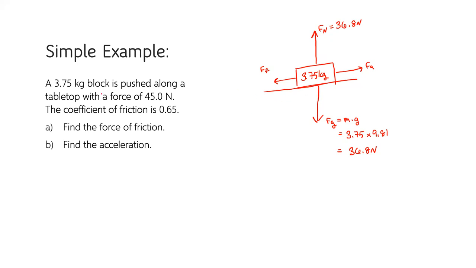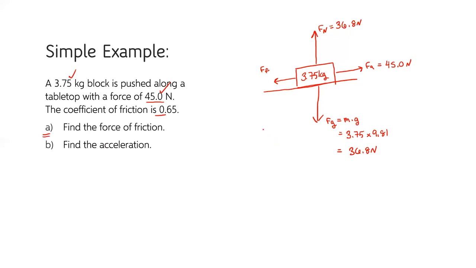Now we can fill in some of our other forces. So we've dealt with our mass. It says we have an applied force of 45 newtons, so we might as well fill that in. Okay, so we've dealt with that piece of information. And we have the coefficient of friction, and the first thing asks us to find the force of friction.